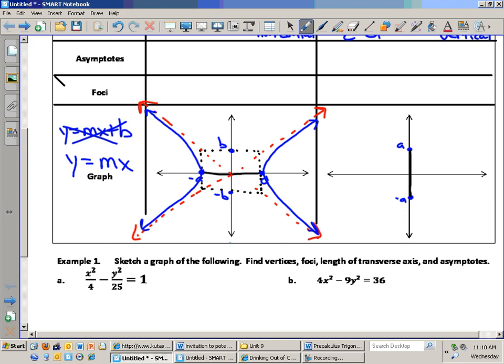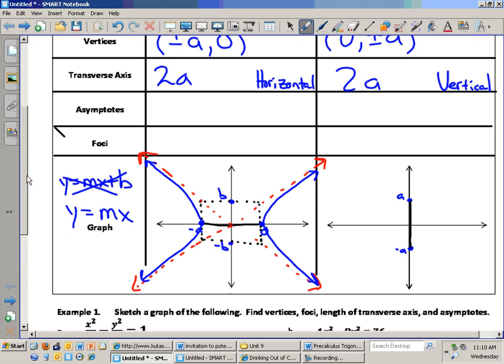So Nathan sees here we are up B units, we are over A units. So the slope of your asymptote in this situation will be plus or minus B over A. So my equation is y equals plus or minus B over A times x. That's the equation for my asymptote. Beautiful. Now I do the next one, okay?